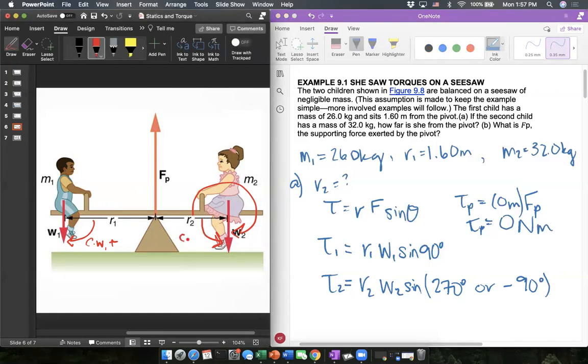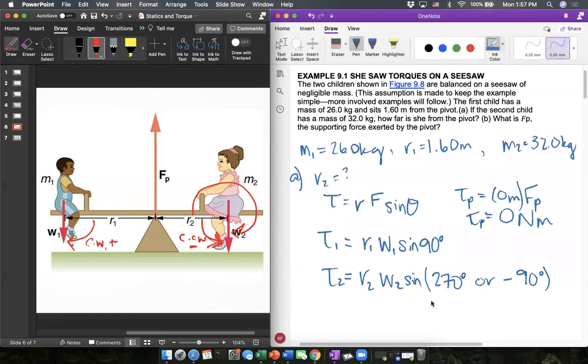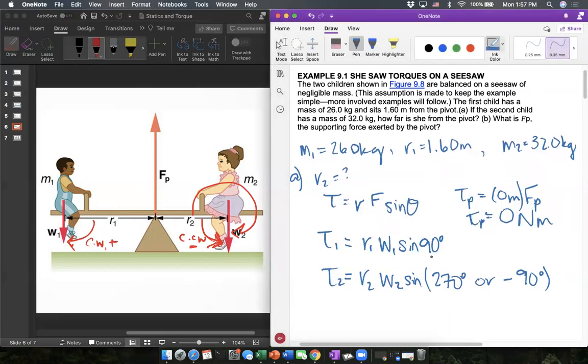Again, I claimed that clockwise was going to be positive, so my counterclockwise motion would have to be negative degrees. Let me double check that that was correct. Yes, okay. I just wanted to make sure that that 270 was correct. Now we have a couple of things here: we know our tau 1 and our tau 2.